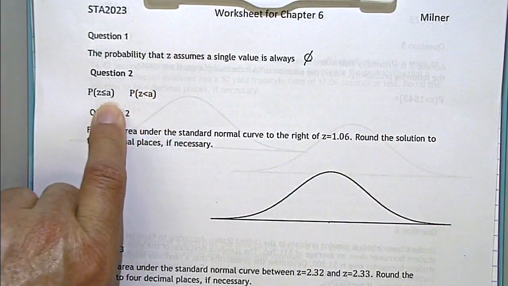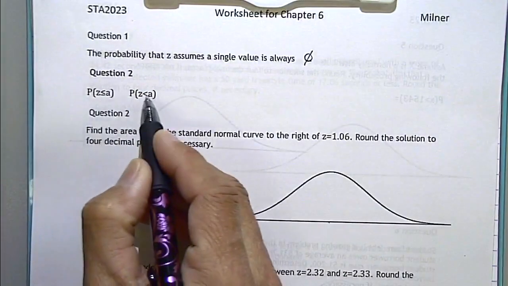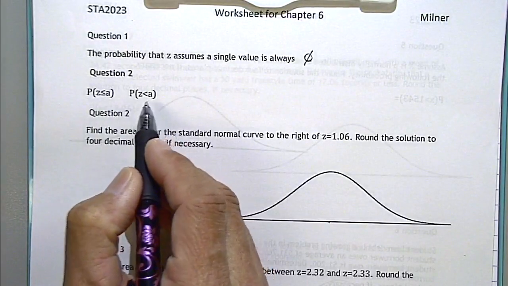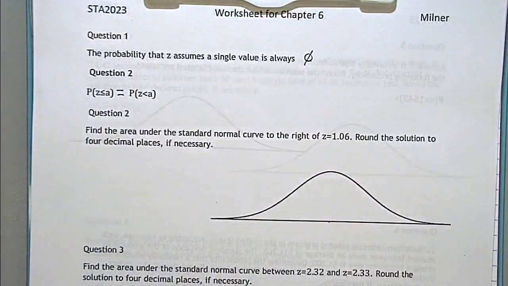And the probability, guys, that z is less than or equal to a, or z is less than a. Well, those are going to be the same thing, because that equal sign under there does not change the probability at all, okay? Wrap your head around that. That's just something that confuses a lot of people.